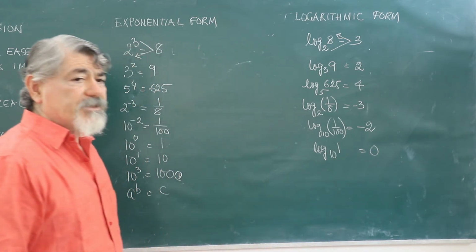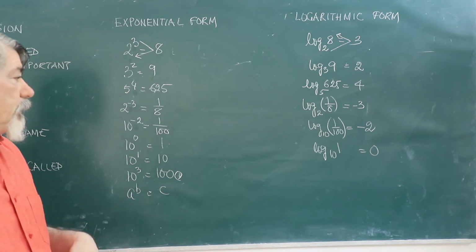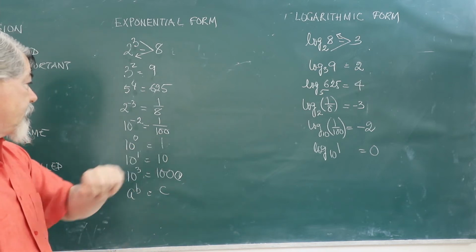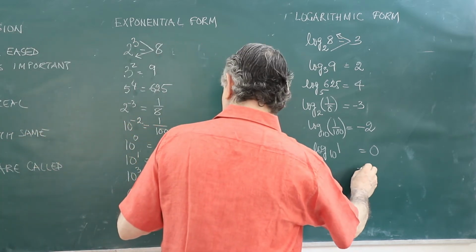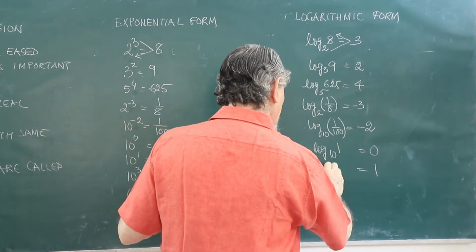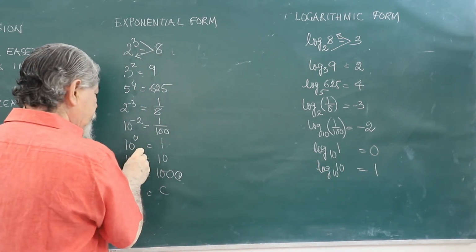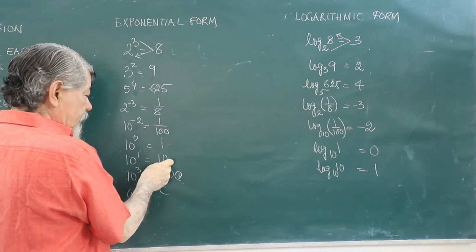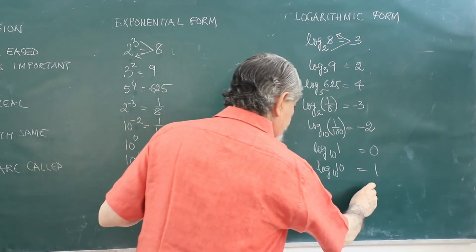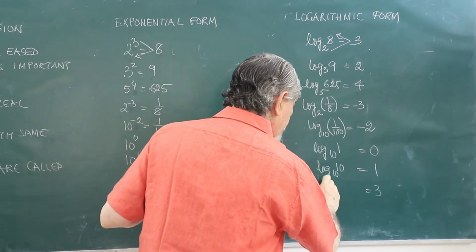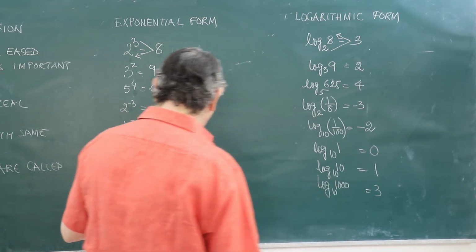Log 1 to any base will be 0. Log 1 to any real number will be 0. Now 10 to the power 1 is 10, so 1 will be log 10 to the base 10. The exponent is the logarithm of this number to this base. 3 is the logarithm of 1000 to the base 10.